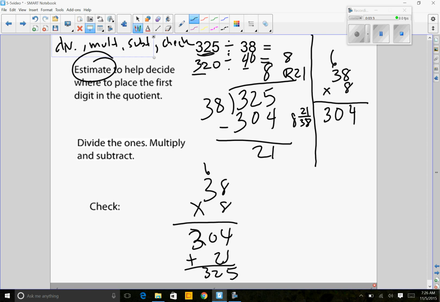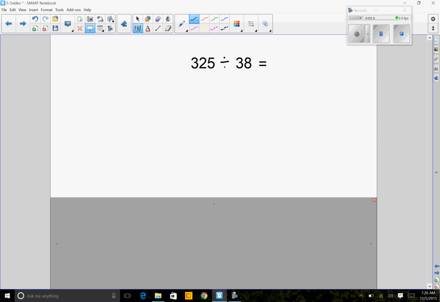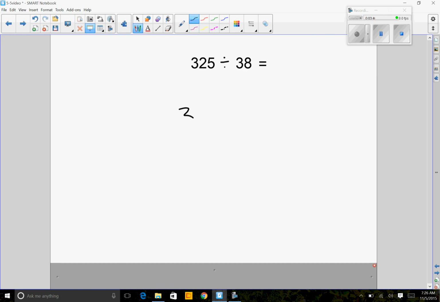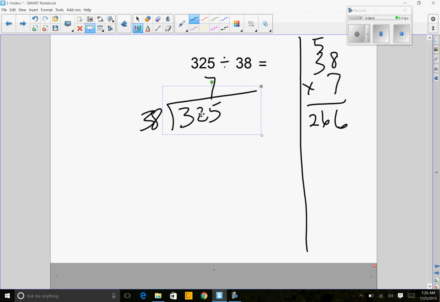Okay. Now, this check here, like I said, is starting to become more important. So I want to do this problem again, but I want to show you what happens. Let's say I started with 7. So I'm going to go over here and put a little line. 38 times 7. 8 times 7 is 56, and so on, 266. Is that correct? Yes. So I'm going to put my 7 here. So I divided. I'm going to multiply. And I'm going to subtract.